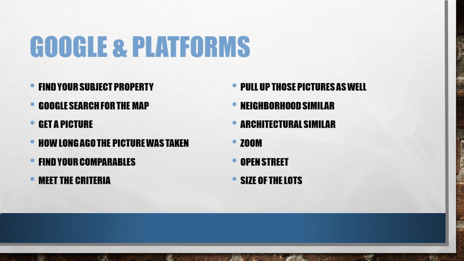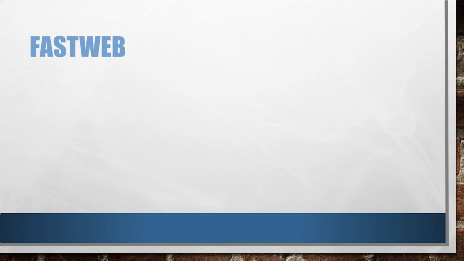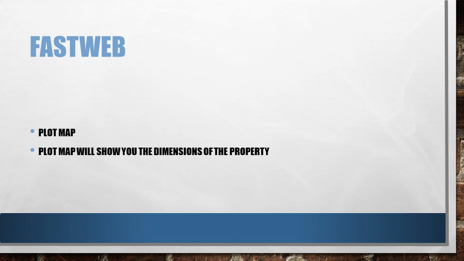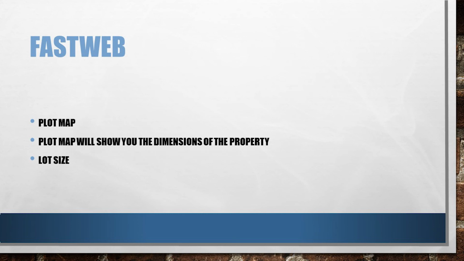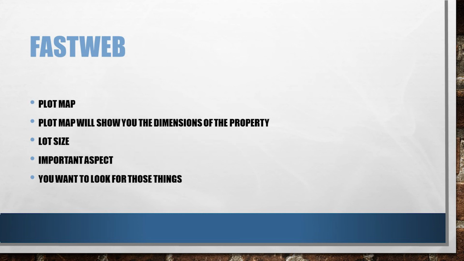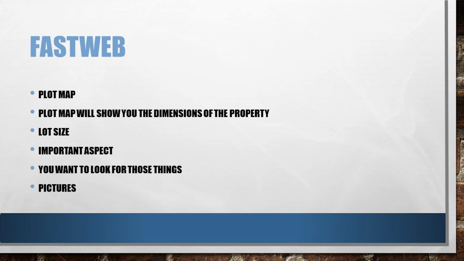And some of the other data sets are going to give you some of that information. In fact, one of the nice things about FastWeb is that it'll give you a plot map. And a plot map will actually show you the dimensions of the land, the property and the lot size and that kind of thing. So that's kind of an important aspect. You want to look for those things and make sure and look at the pictures.